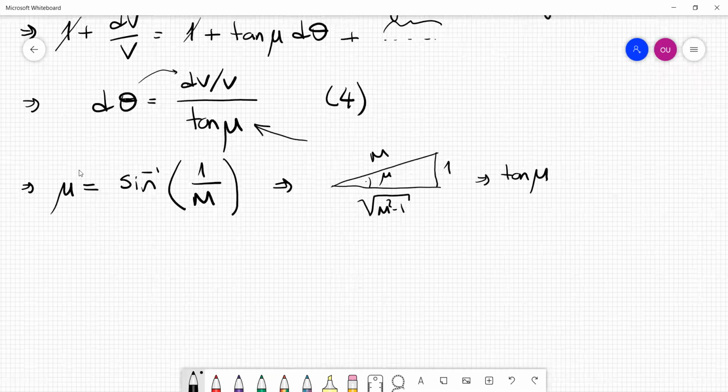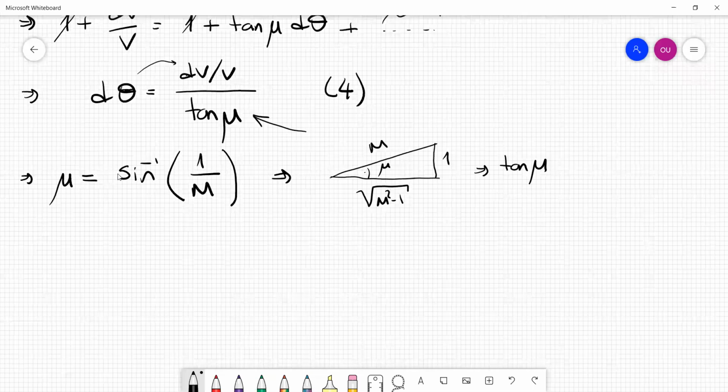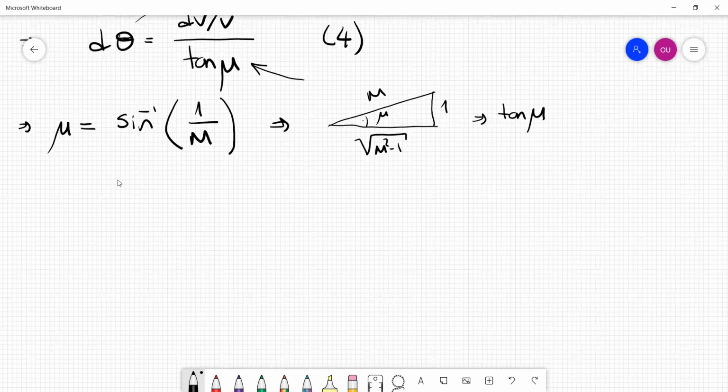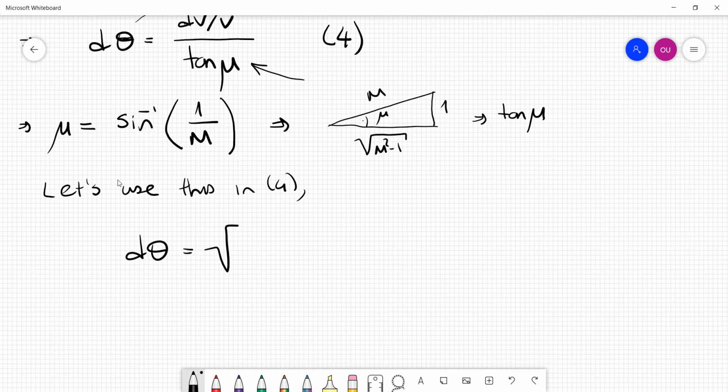Therefore, substituting this identity into equation 4 instead of tangent mu, we end up with d theta equal to square root of M squared minus 1 times dV over V. Okay, so this is equation 5.